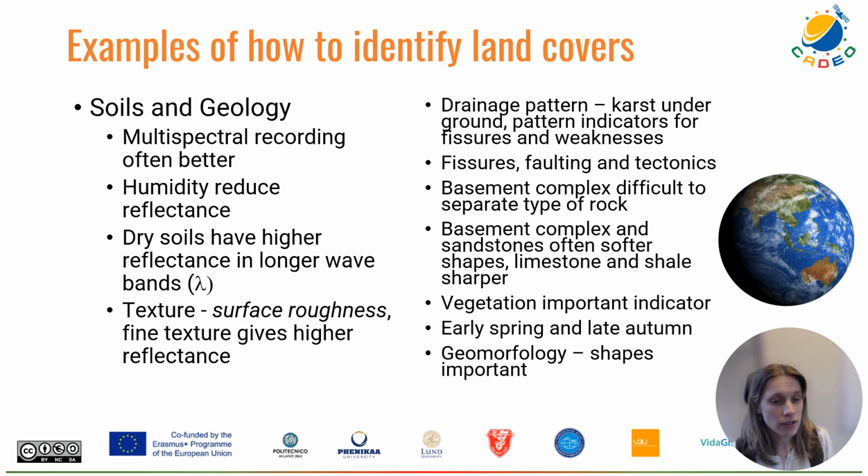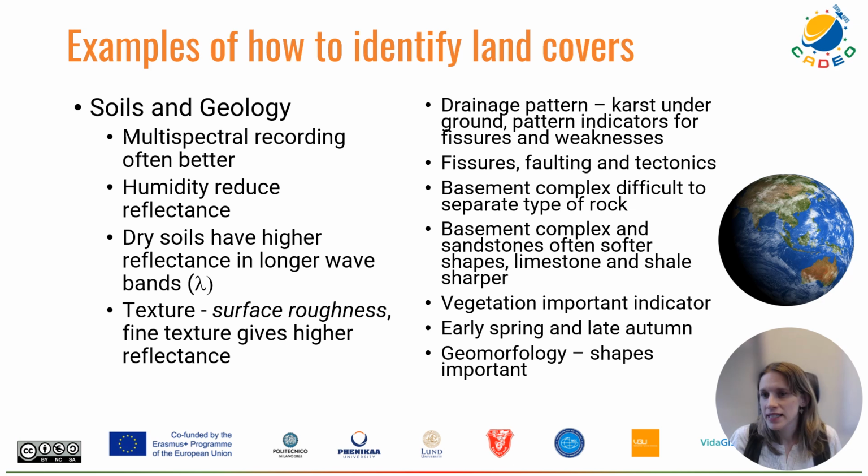The texture and surface roughness can also affect the reflectance. So if you have fine textured sands, you have high reflectance. An example of that is if you look at a desert area, they usually look quite bright because you usually have quite fine sediments or particles.